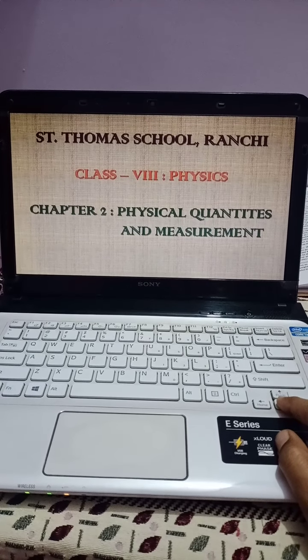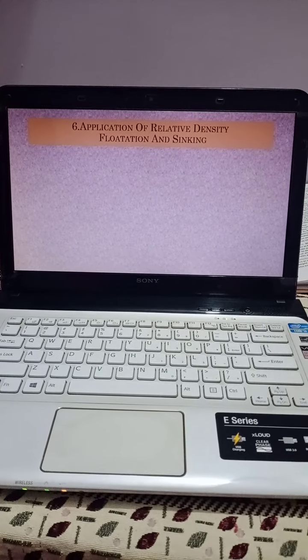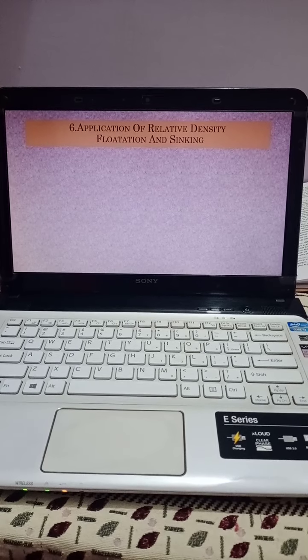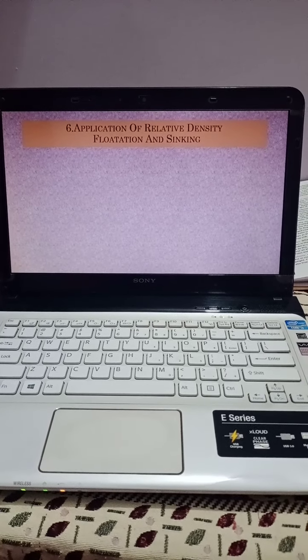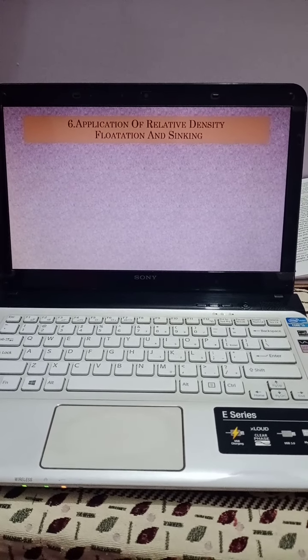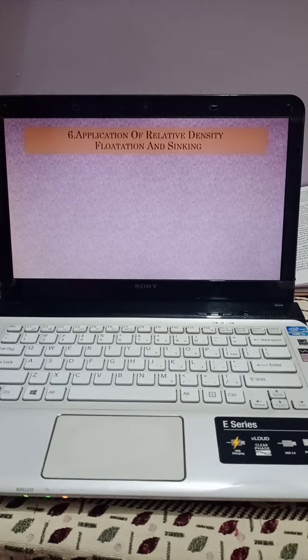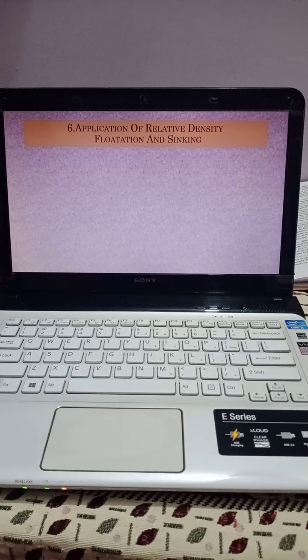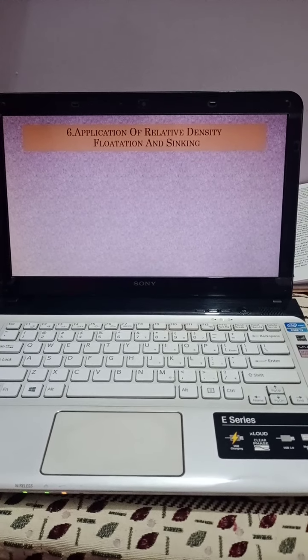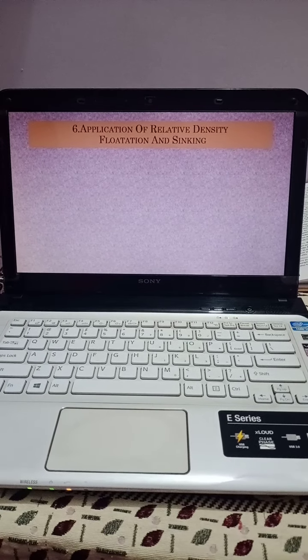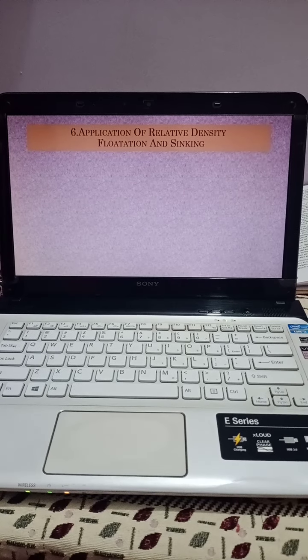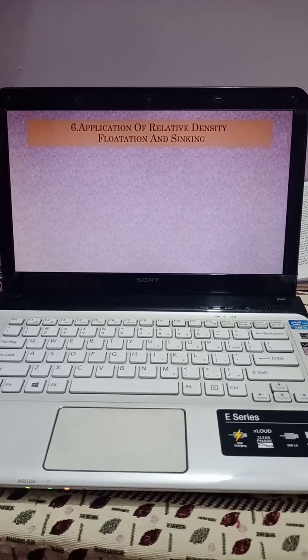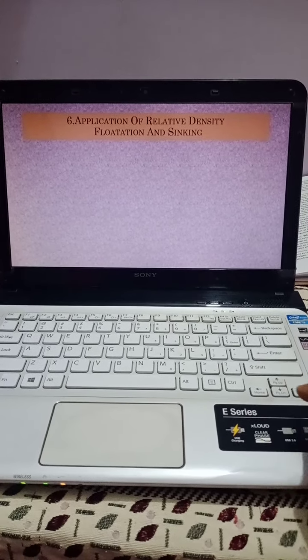So here we are going to see the next topic, the application of relative density for floating and sinking. This topic means that with respect to the relative density of an object, we can determine whether an object will float or sink in any liquid or water.